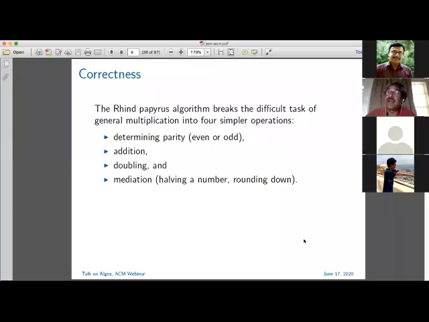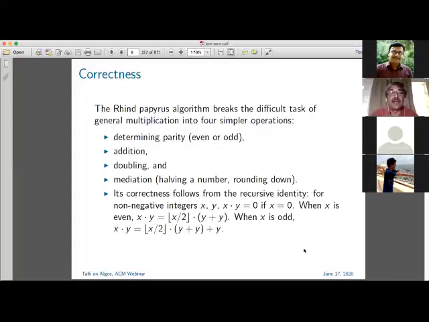And very, very clever algorithms were being used by people in this, and many of them handed down across generations. Now, how do you show that the Rhind papyrus algorithm is correct? There is a recursive identity. What you are saying is that if I take non-negative integers x and y, x times y is 0 if any one of them is 0, and otherwise, if it is even, you just divide by 2. And well, I think this is pretty simple. So let me not go down.